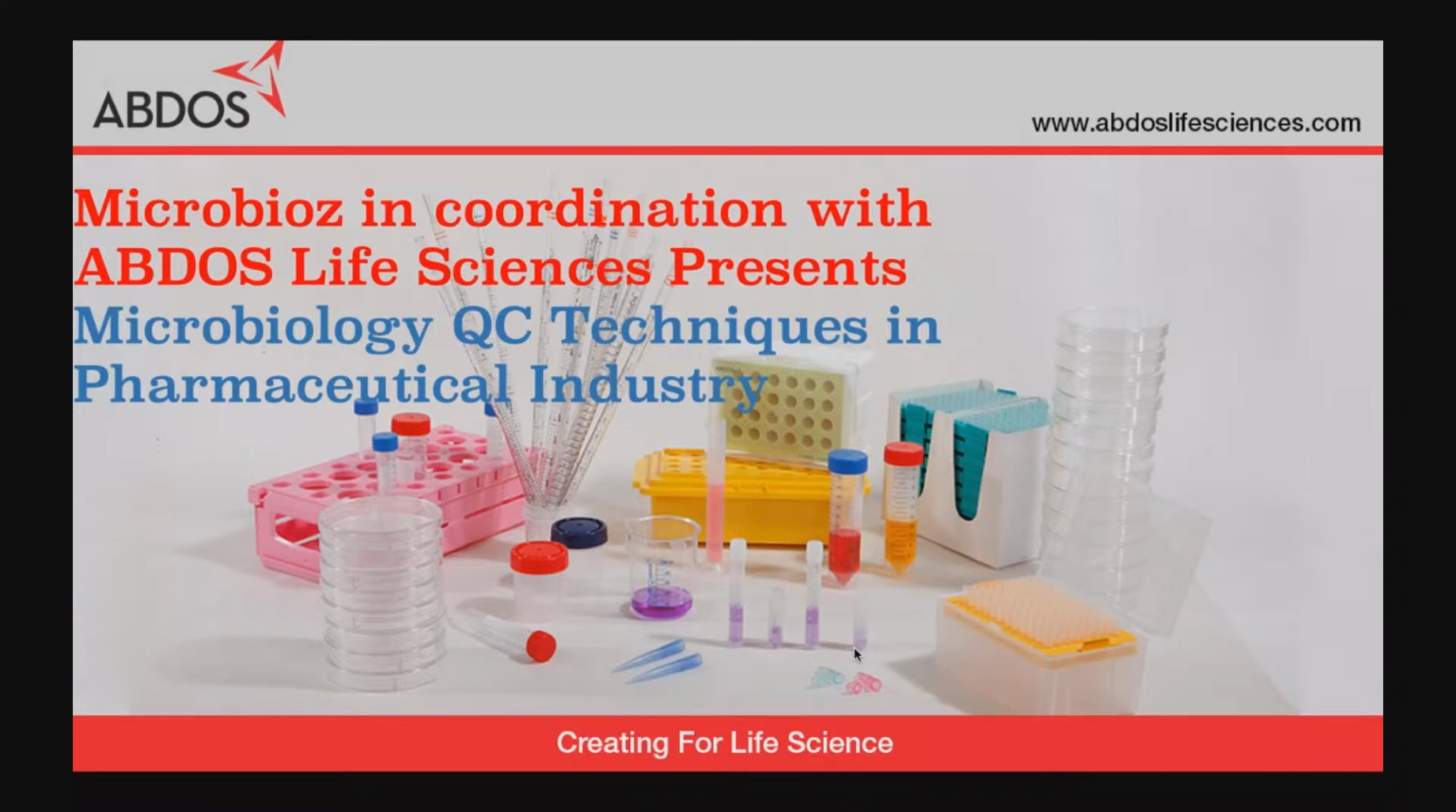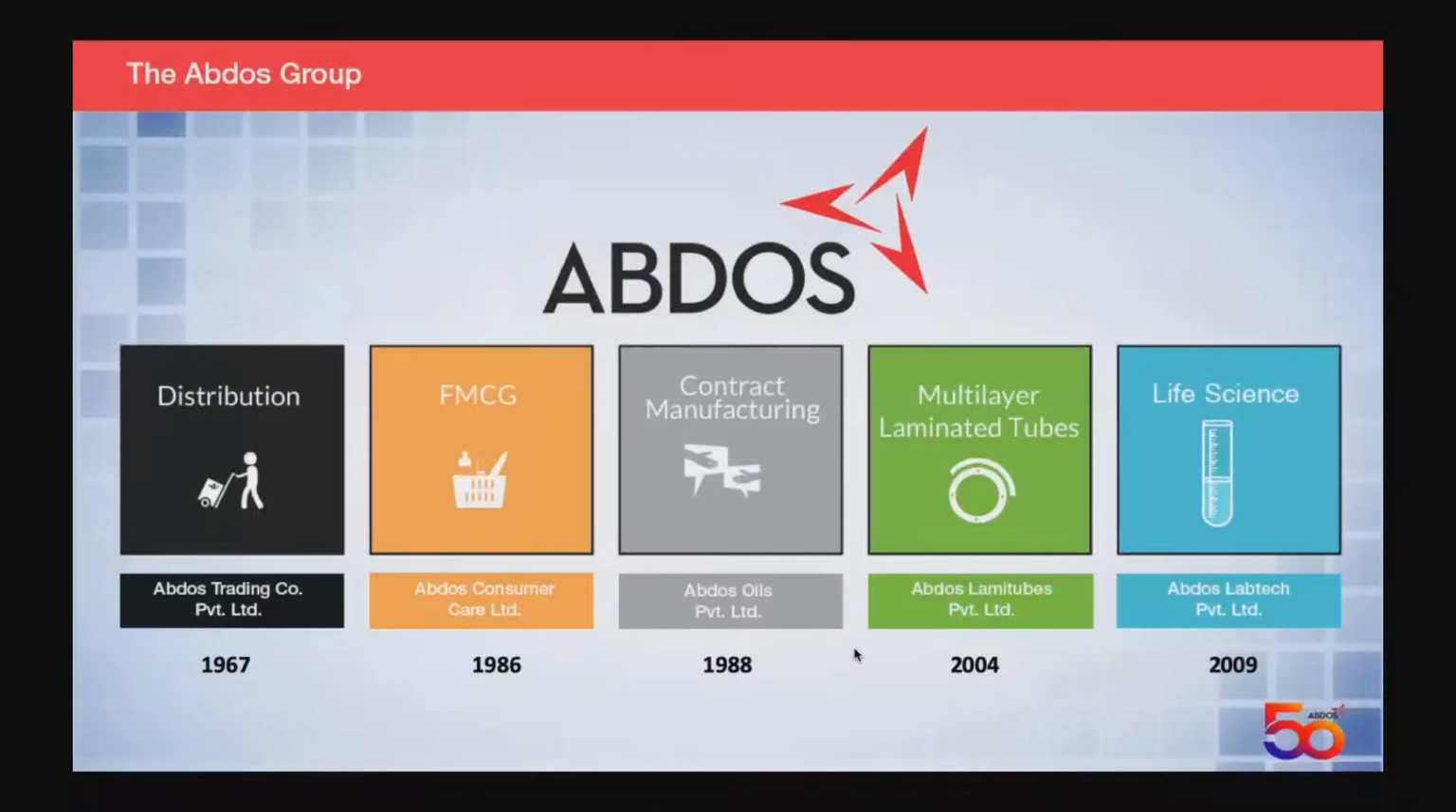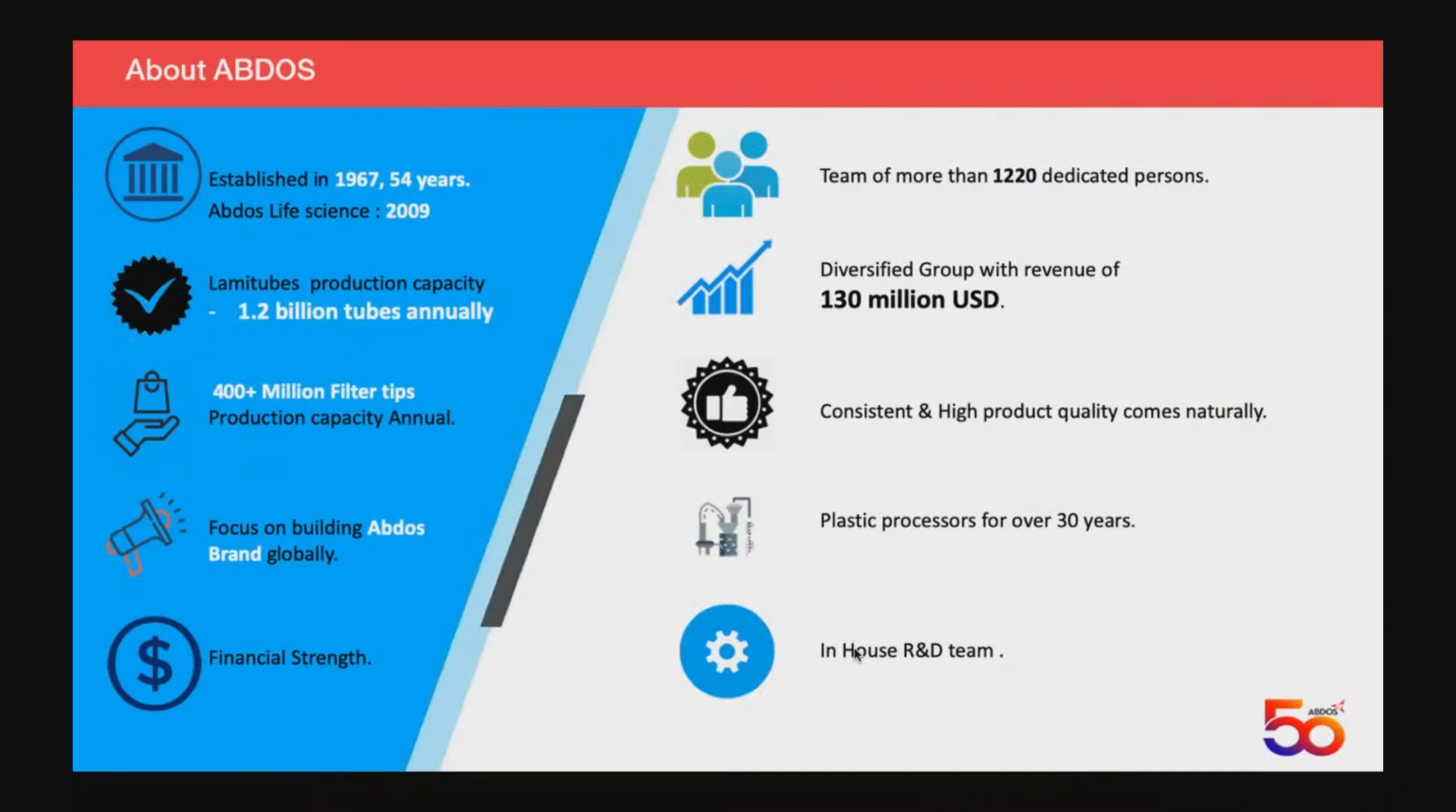Abdos has been divided into 5 major groups: distributor, FMCG, contract manufacturing, multi-layered laminated tubes, and life sciences. It was established in 1967. It's a 54-year-old company, and Abdos Life Science was founded in 2009. One of the landmark achievements we achieved was a production capacity of 400 plus million filter tips annually, and we have a team of more than 1220 dedicated persons. We believe in consistent and high quality products, which comes naturally from our company.